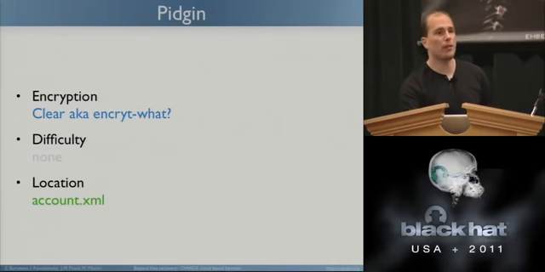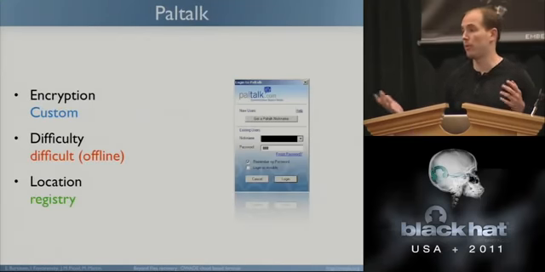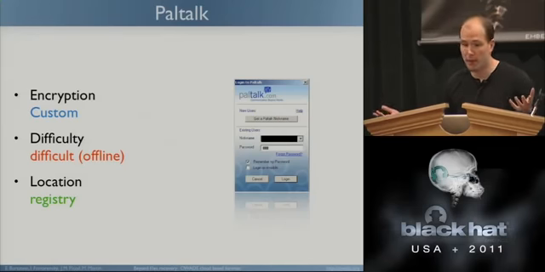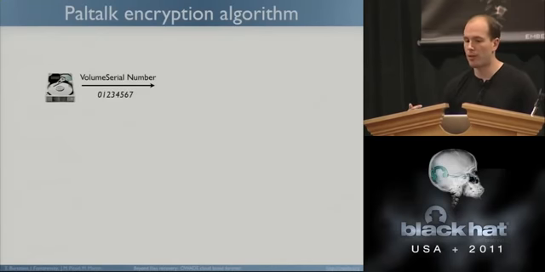And then you have this insane one that I never heard of before, which is PalTalk. So it seems to be popular in some region of the world. You maybe have not heard of it, but these guys have a pretty cool encryption scheme, which is actually worth discussing. What they do is they take the volume serial number from your disk. So you have to get the disk physically, not the image, and look for it.